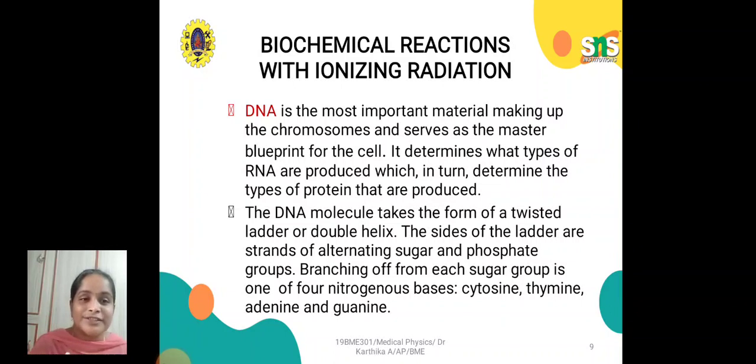The sides of the ladder are the strands of alternating sugar and phosphate groups. Here, branching off from each sugar group is one of the nitrogenous bases.